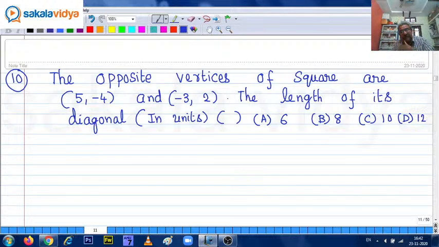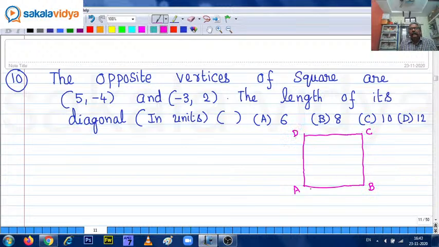Unless we draw the figure we cannot visualize it, so let us visualize this first of all. First let us draw the square. This is also one of the important EAMCET problems; I think it was asked 2 or 3 times in previous EAMCET examinations. Opposite vertices of a square: let us say this is A, B, C, D. Opposite vertex of A is C, opposite vertex of B is D. Here A, C are given.